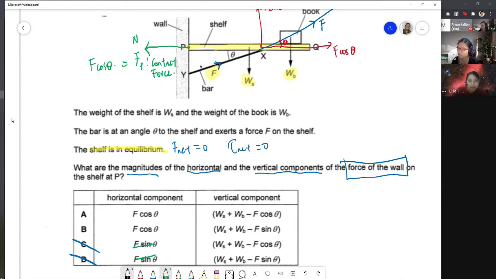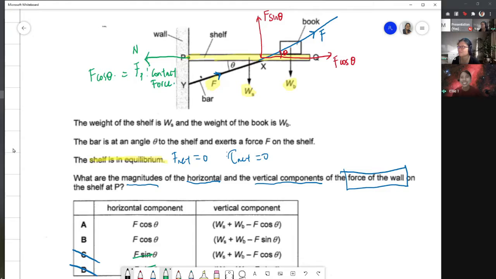Then vertical, can I say that if F cos theta is in horizontal, F cos theta cannot also be in vertical? How can it be horizontal and vertical at the same time?